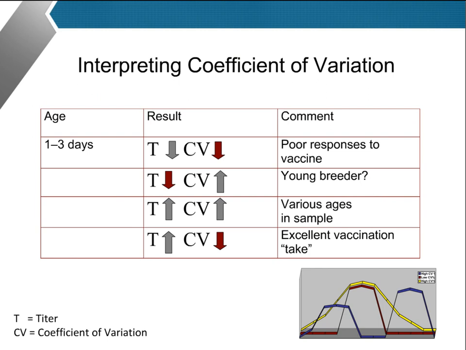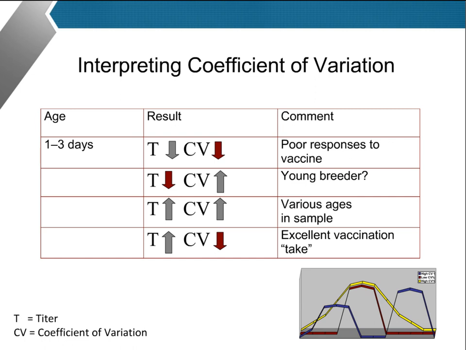So to review what this might suggest, a low titer and low CV are indicative of no exposure to a vaccine or a field challenge, or poor response. A low titer but a high CV may indicate a very varied flock of animals, and you may want to increase the number of samples to get a representative look. A high titer with a high CV indicates a lot of variation in a flock.